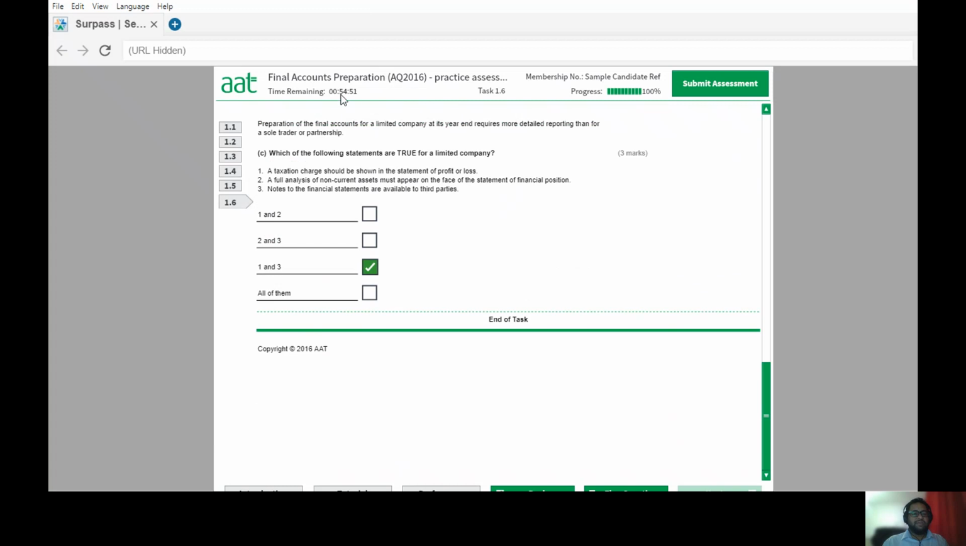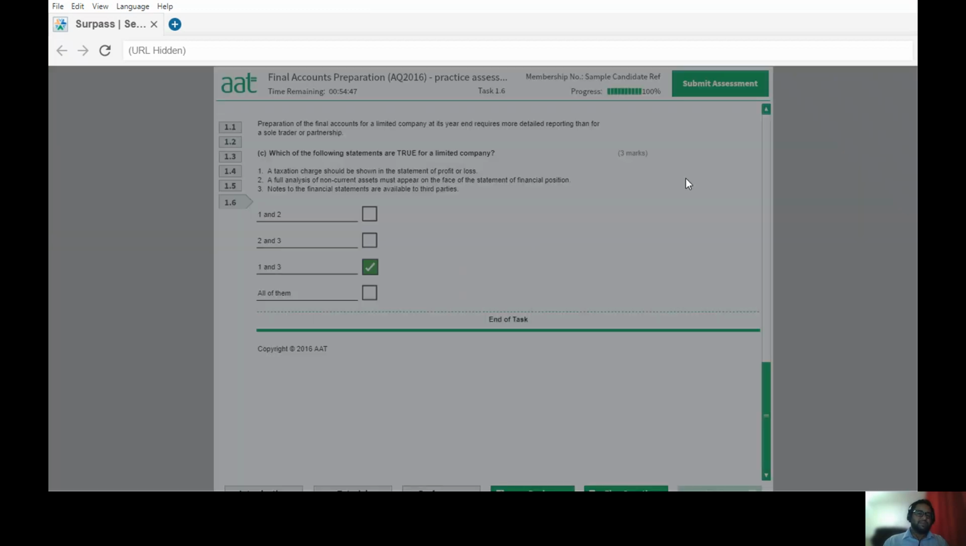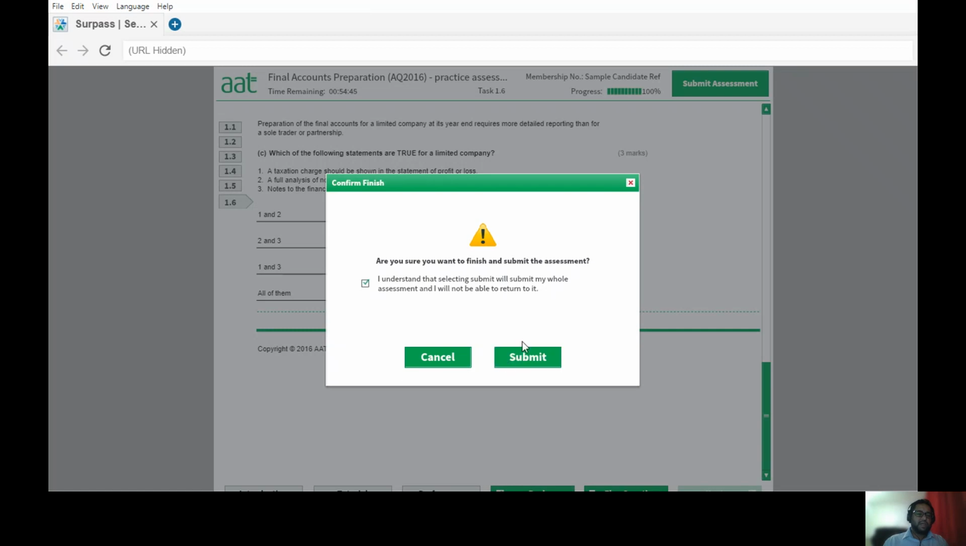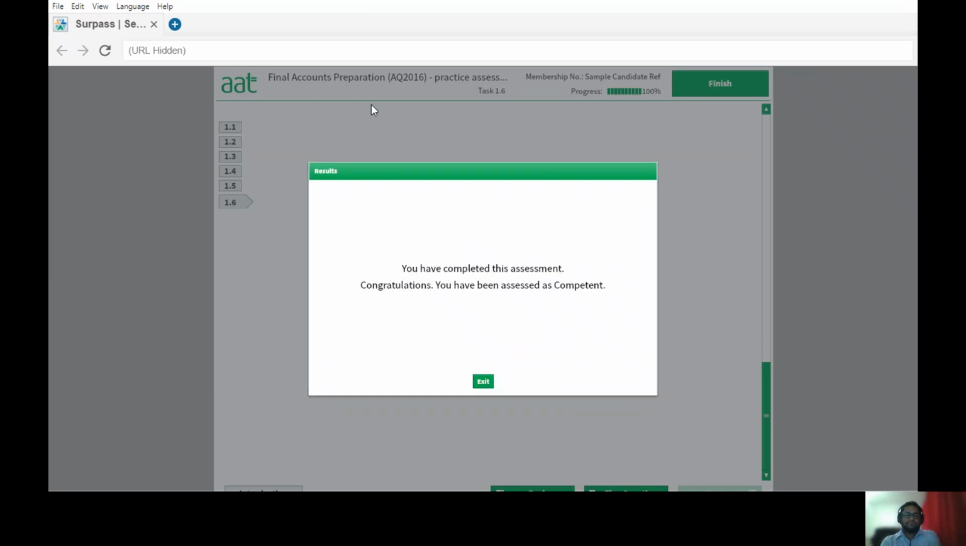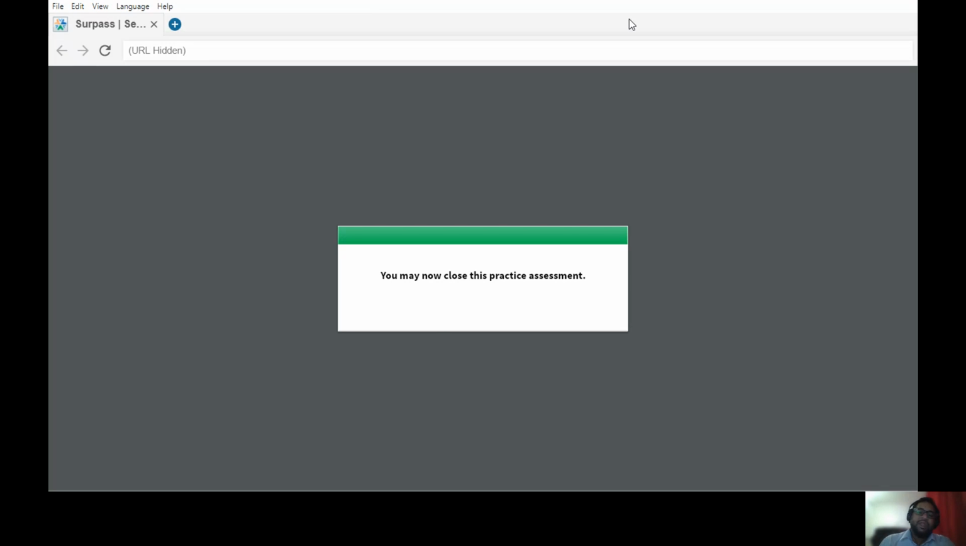And we are at the close of our first practice assessment, the first submit assessment. Let's see how I fared. Oh, it's saying I'm competent for a change. That's good. So guys, please remember, this practice assessment gives you ample opportunity to practice and practice and practice, with different types of questions.